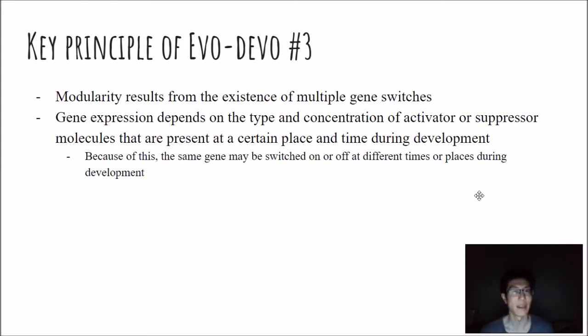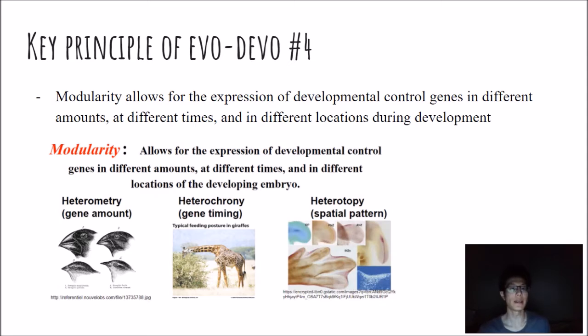whatever organism is developing. So then we can move on and take it a step further and look at how this modularity then allows for the expression of developmental control genes in different amounts at different times and in different locations during development. So we're looking at things such as heterometry, which is the amount of the gene expressed, for instance, in beak size of birds. That's heterometry or gene amount expression.